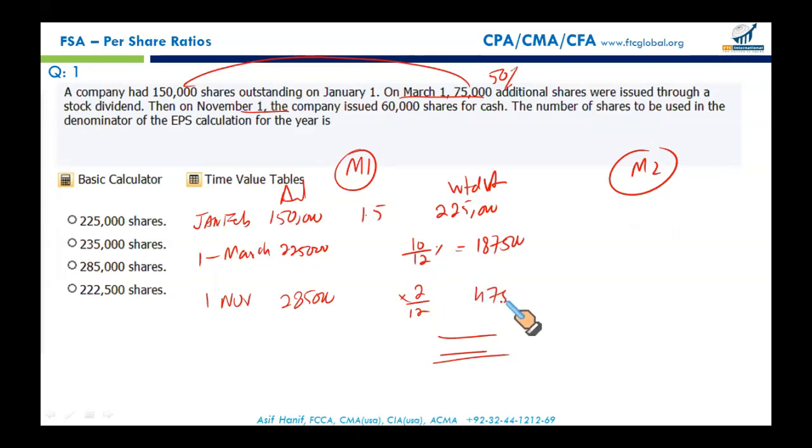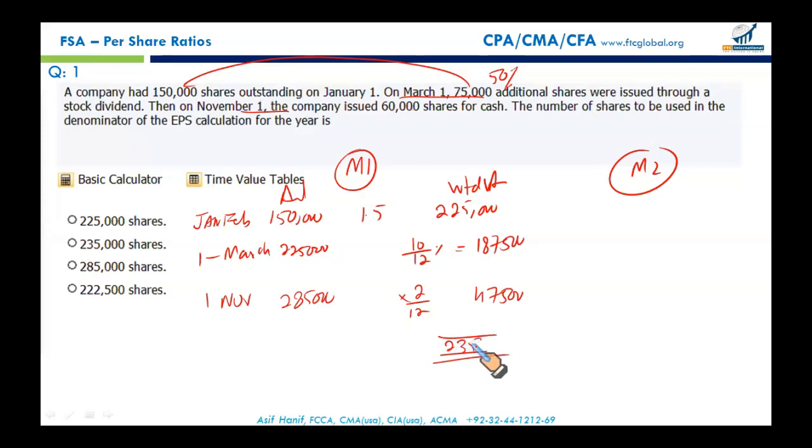47,500. So please note, 150,000 shares outstanding at the start, multiplied by 1.5. This will be the number of shares inclusive of the stock dividend, 225. They will be counted from 1st Jan till the end of October, 10 months out of 12, 187,500. Then we issued 60,000 shares on 1st of November. This will raise the actual number of shares to 285, and it will carry a weight of 2 out of 12. So if you add these two, 187,500 and 47,500, this gives you 235.